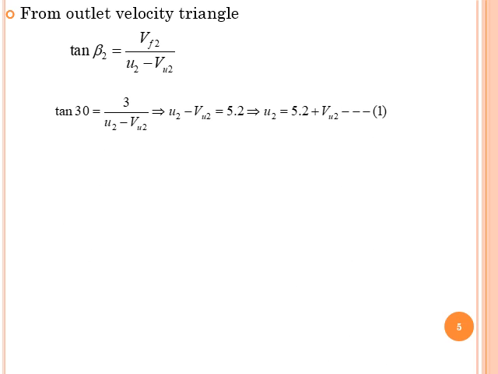So for tan 30, the beta 2 angle is 30 degree, and VF2, the flow velocity at exit, is given as 3 meter per second. U2 as well as VU2 are the two unknowns. So now you are getting one expression, U2 minus VU2 is equal to 5.2. Expressed in terms of U2, U2 is equal to 5.2 plus VU2. So that is expression number 1.